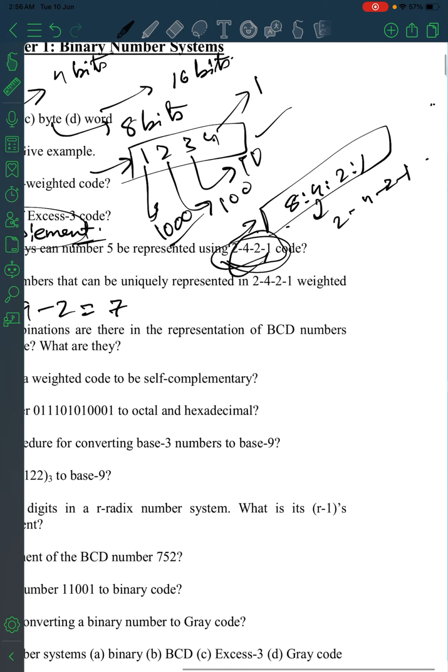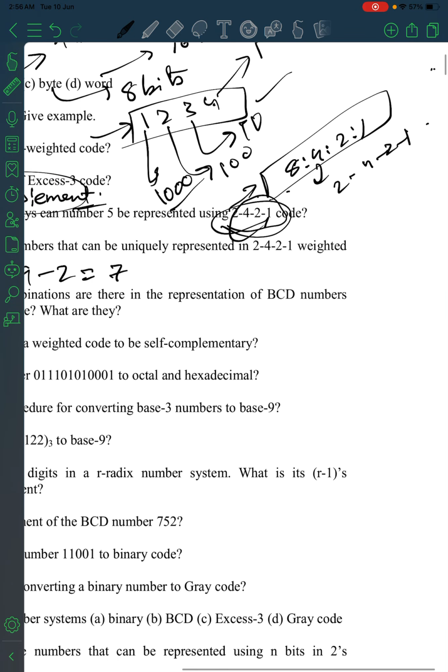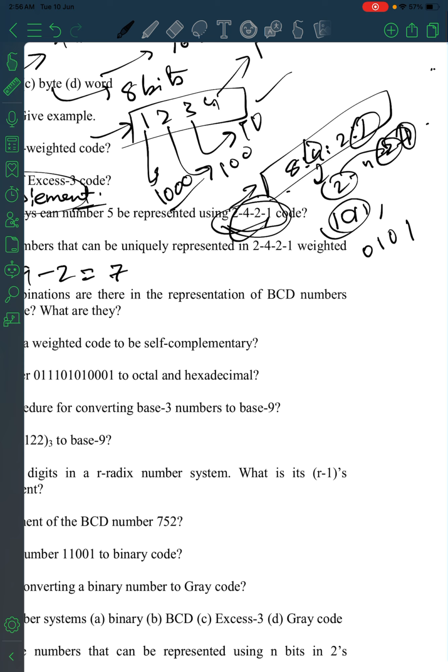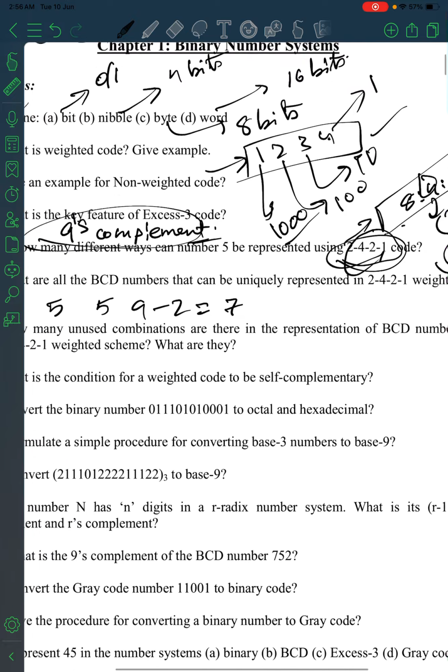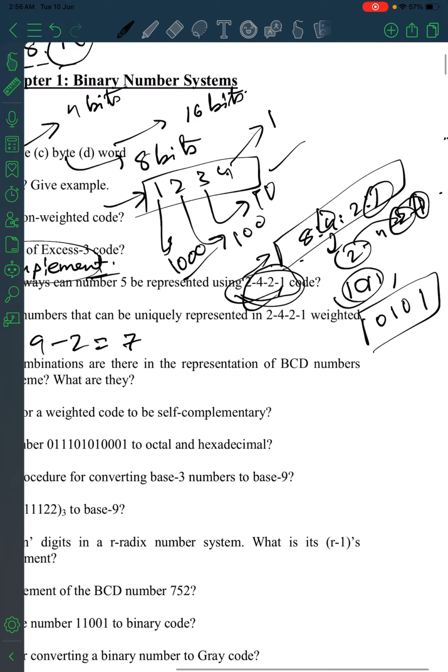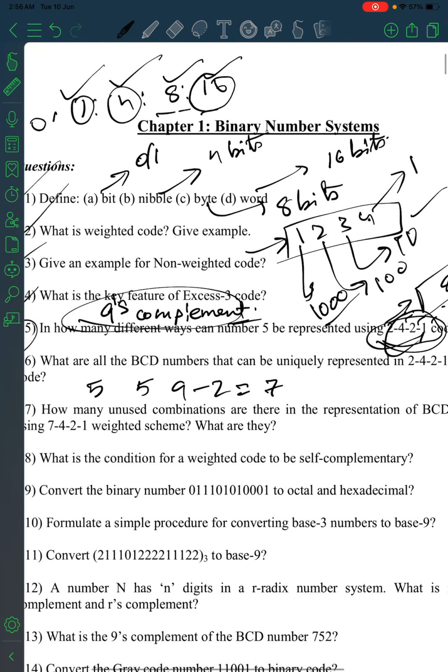So 5 can be represented in this code as 1, 0, 1, 1 and 0, 1, 0, 1. Like 4 and 1, and 2, 2, 1. There are 2 ways, right? 1, 0, 1, 1 and 0, 1, 0, 1. So these are the 2 ways in which you can represent 5 using 2, 4, 2, 1 weighted code.